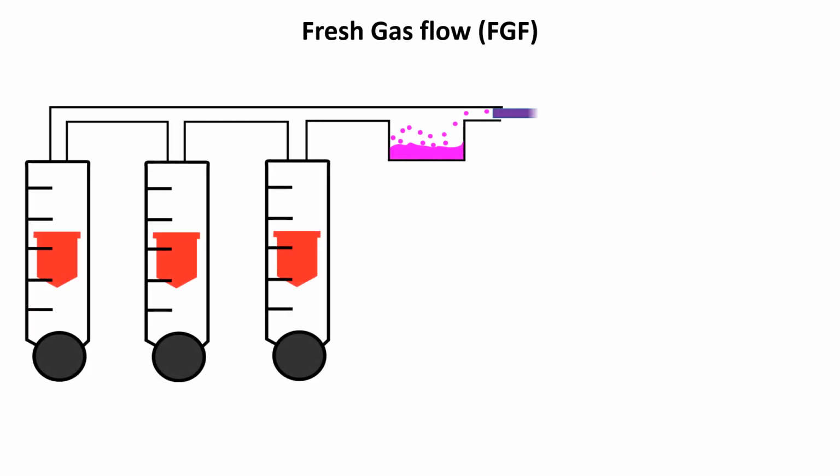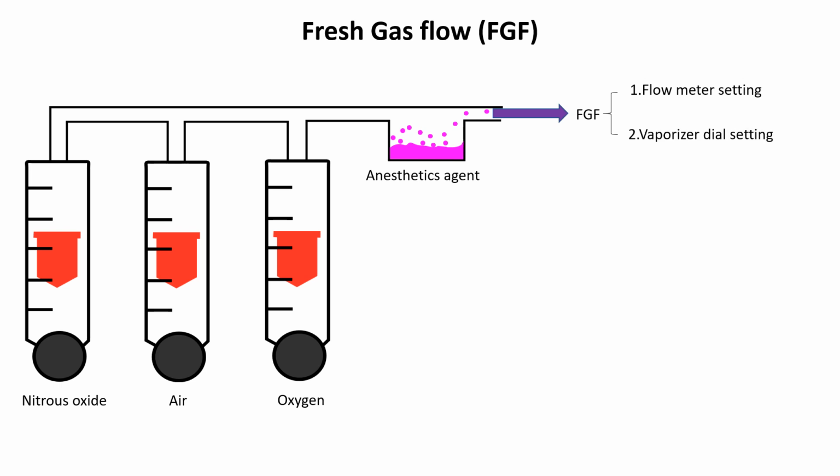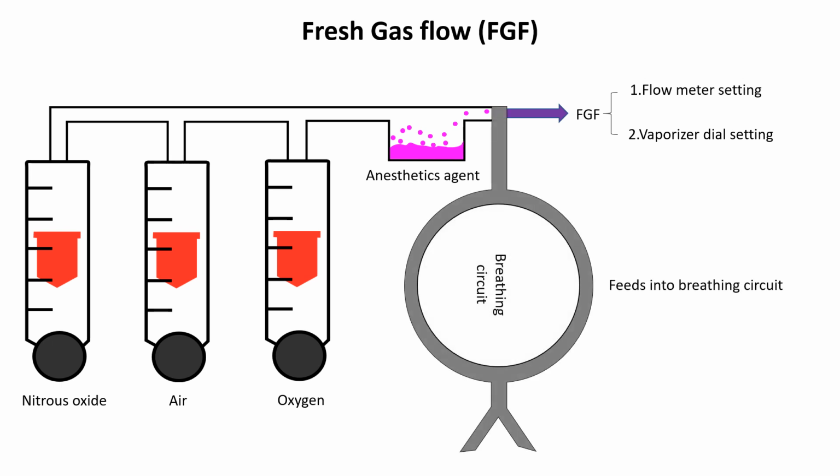Fresh gas flow is a mixture of gases such as oxygen, air, nitrous oxide, and inhalational anesthetics delivered from the anesthesia machine to the breathing circuit. The concentration of anesthetics in the fresh gas flow is determined by the flow meter and vaporizer setting. Fresh gas flow supplies anesthetic gases to the breathing circuit, reducing the influence of dilution from exhaled gases. It directly affects the inspired gas concentration by determining how quickly the desired concentration of anesthetic gases is established and maintained in the circuit.